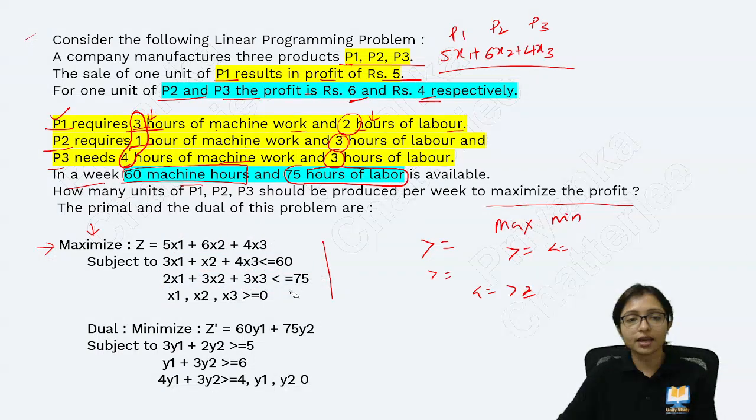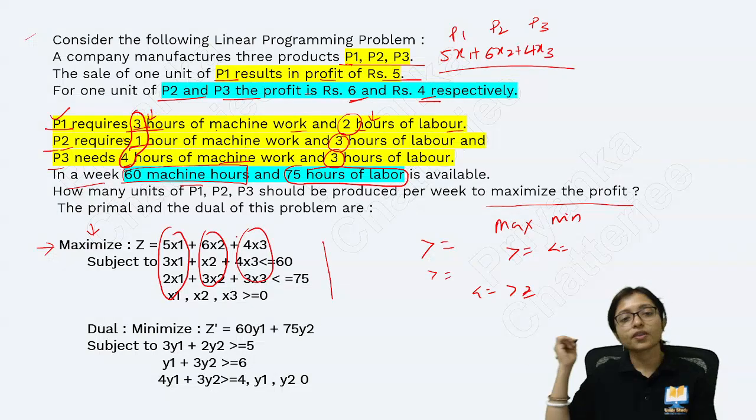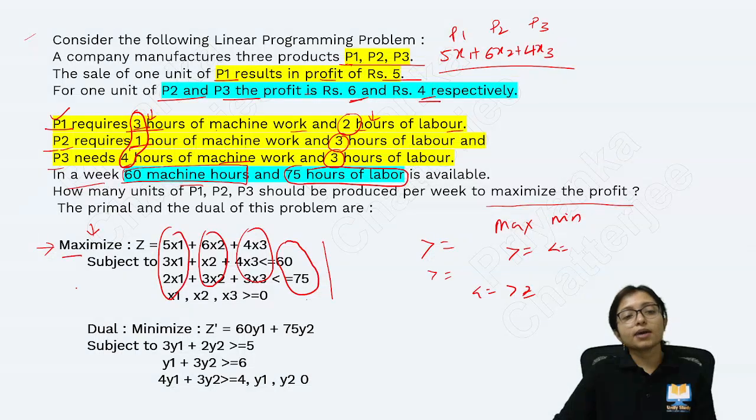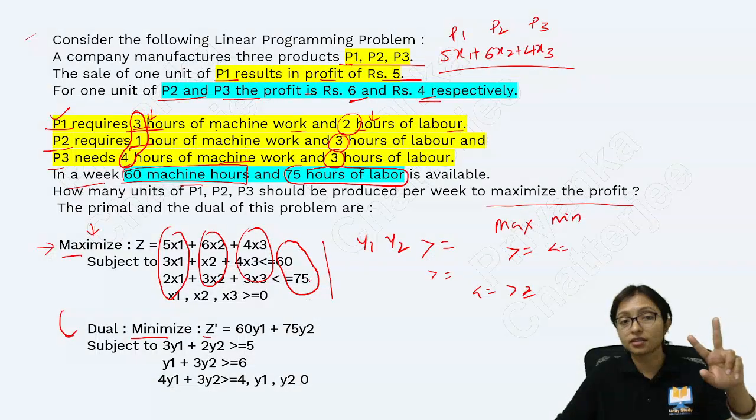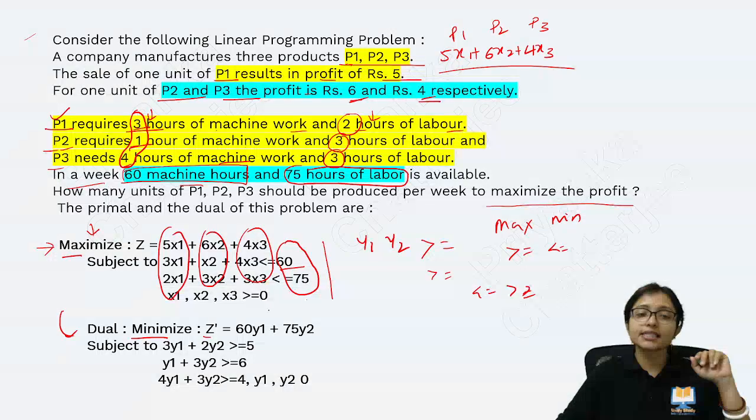You can think of it column wise. This is one column, this is another column, this is another column. Like this you have to do. And here the profit line, that is maximum, changes to minimum. As it was maximized, the dual is changed to minimize. Here we will take new variables. Previously we took x1, x2, x3. Now we will take y1 and y2, two variables, because two equations are there. So you will write 60y1 plus 75y2.